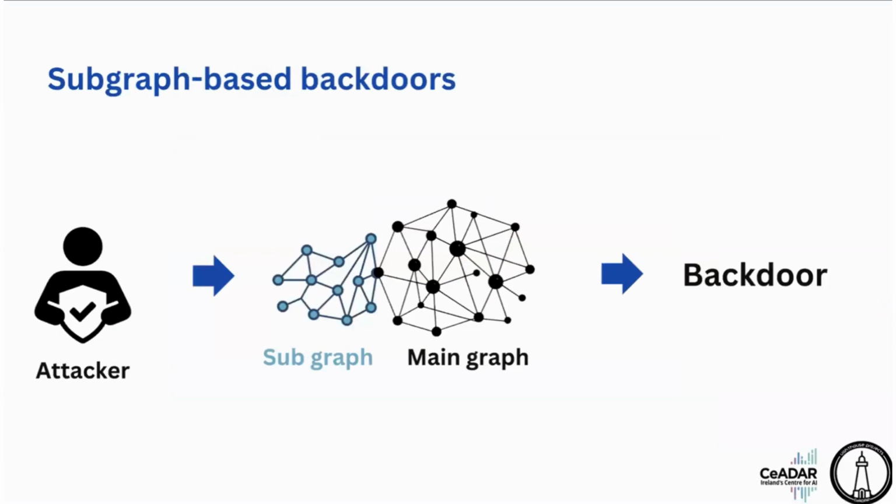So what is a subgraph level attack? A new graph is added to a main graph in a way that the attacker designs very carefully, so that it is not identified by the data preparator or by the algorithm at all. This is the subgraph based backdoor attack.